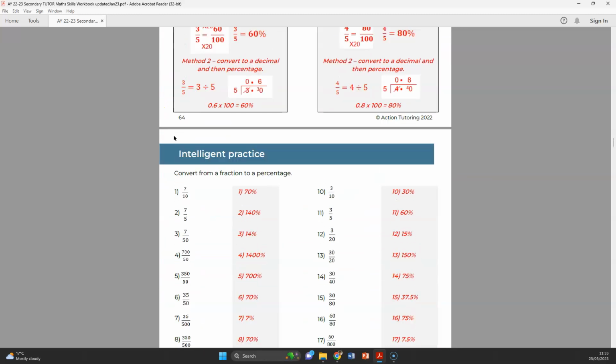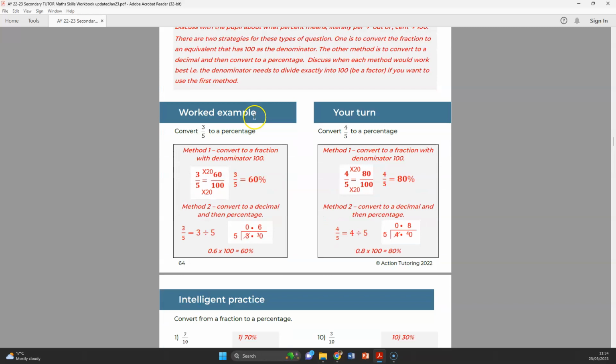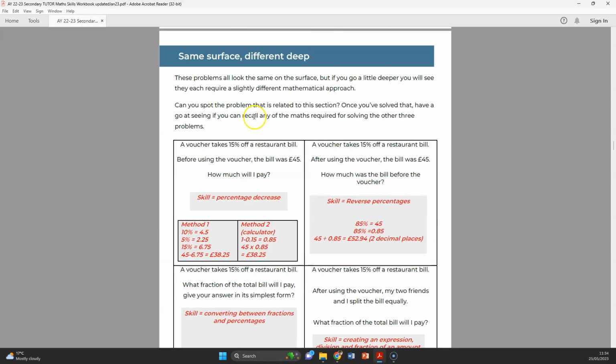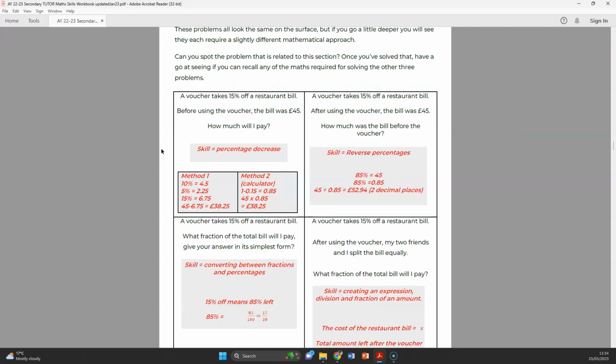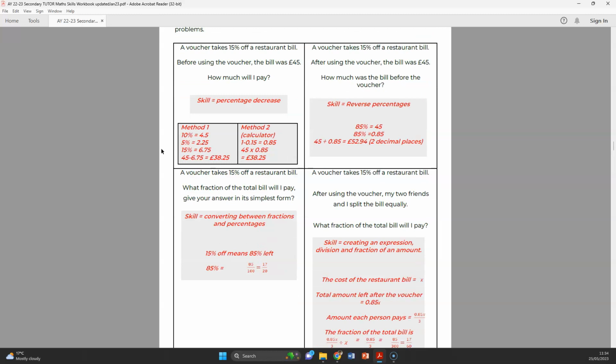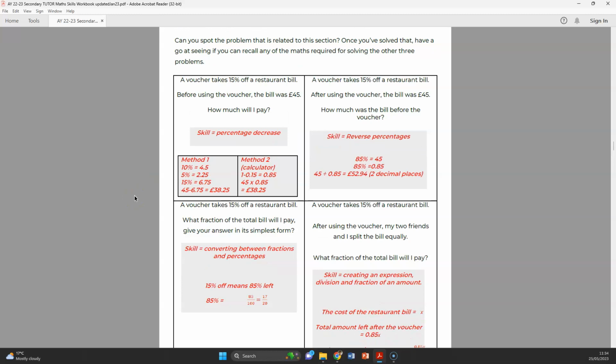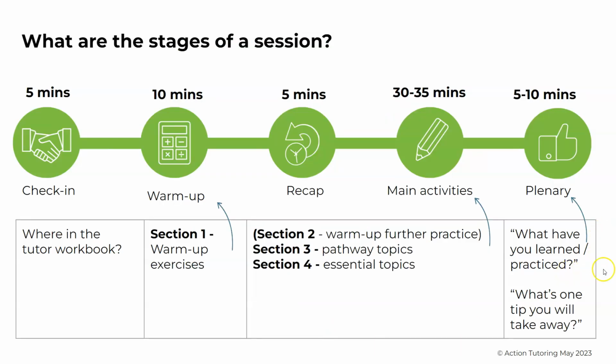So for example, for this topic, pupils have been looking at converting a fraction to a percentage. So in this same surface, different deep, you would invite pupils to look at which of the questions requires that skill. And once they've identified which question that is, ask them to have a go at that question. And then if they have managed to solve that question, then the next challenge is for them to see if they can identify what is required for the other three questions and have a go at solving those two.